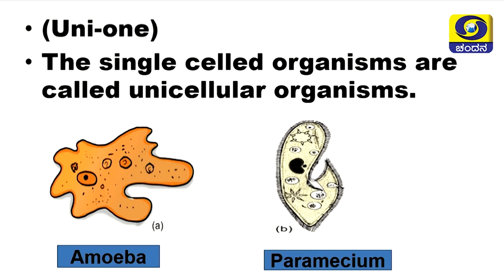We will move on to the classification of organisms. Based on the number of cells present in the body of a living organism, living organisms are classified into two categories. The first is unicellular organisms and the second is multicellular organisms. Look, uni means one. An organism whose body is made up of a single cell is known as a unicellular organism. The best examples of unicellular organisms are amoeba, paramecium, Vorticella, Trypanosoma and Euglena. These are all good examples of unicellular organisms.